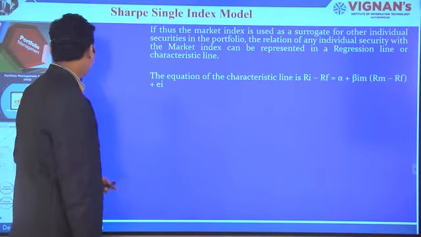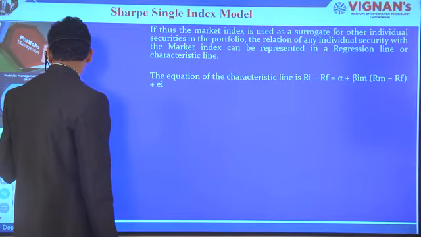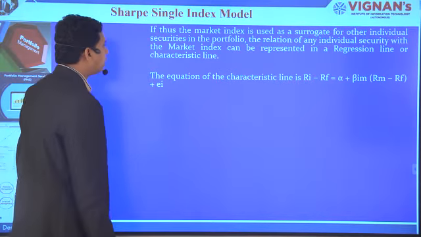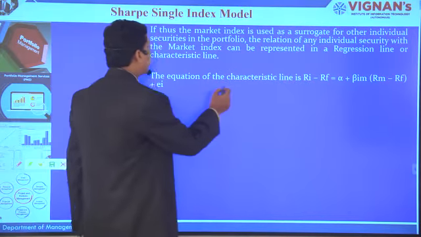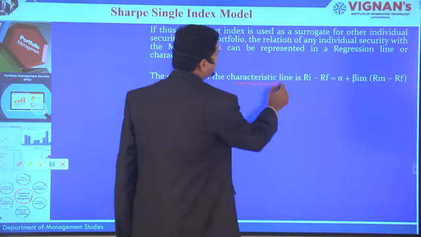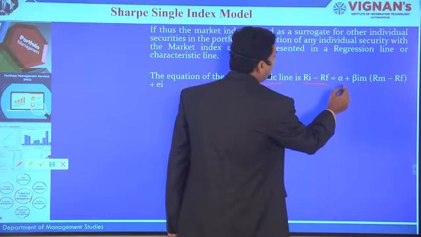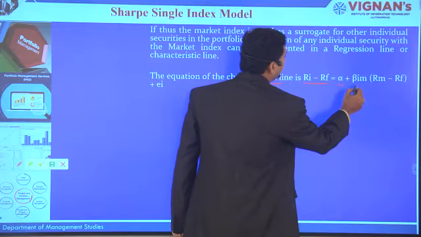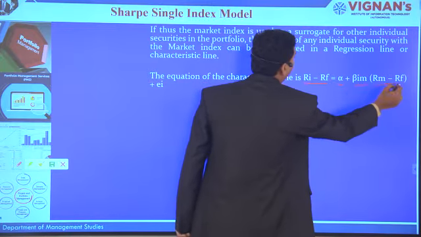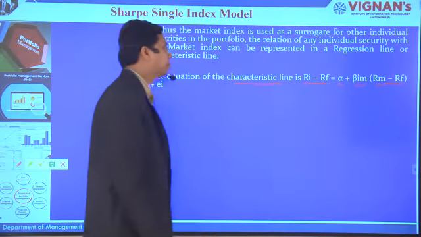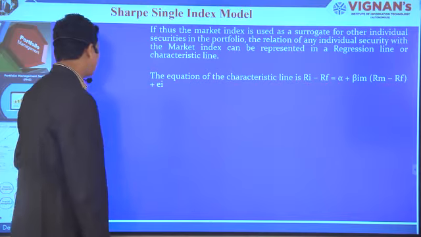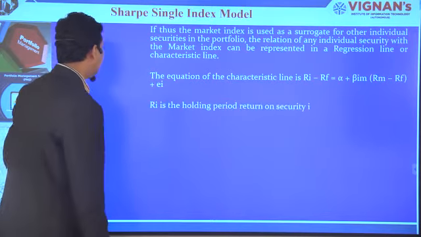Now, we will see what that regression line is. The equation of the characteristic line, the regression line, is Ri minus Rf is equal to alpha plus Bim into (Rm minus Rf) plus Ei, the error term return.